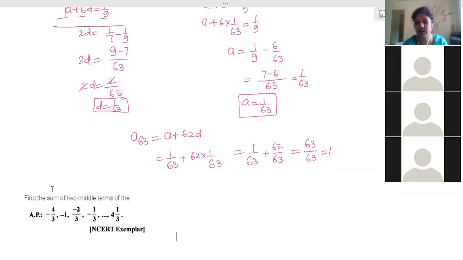Rohit, any doubt you have? No. Find the sum of the two middle terms of the AP. So first find out the position of 4 1/3. N you have to calculate. Then check whether N is even, because already they have told two middle terms. That means N is even. Then find out the middle term positions.